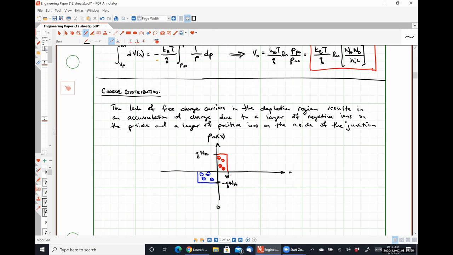This width is WN, this width is minus WP. And so we can describe our charge density as a combination of step functions. Negative Q N A for negative WP less than X less than zero. Positive Q N D for zero less than X less than WN, zero everywhere else. Okay, so this is what our charge distribution looks like.